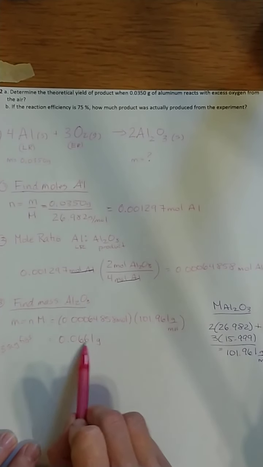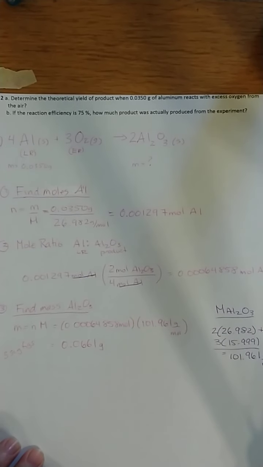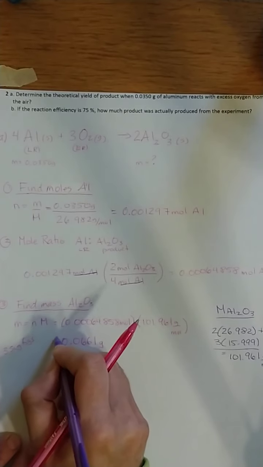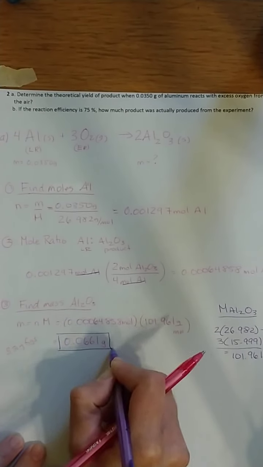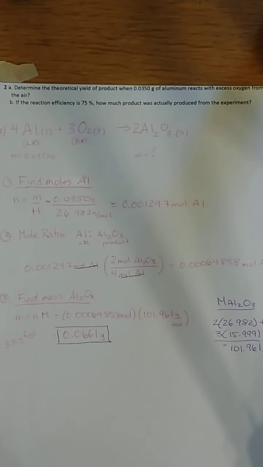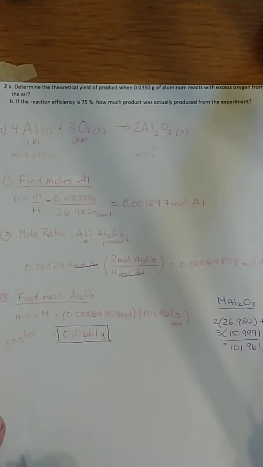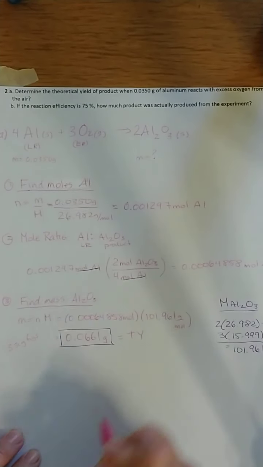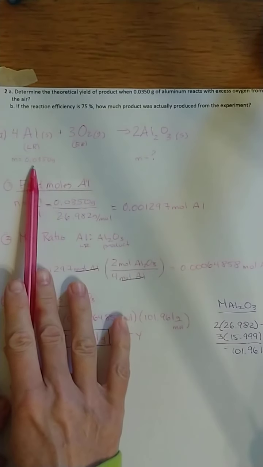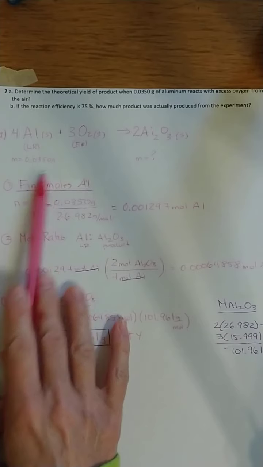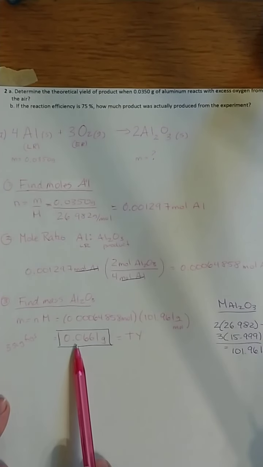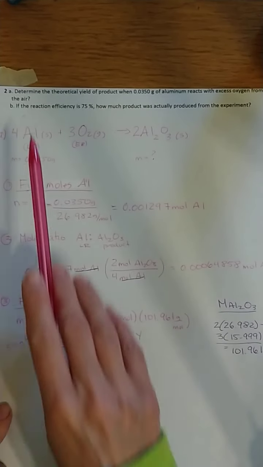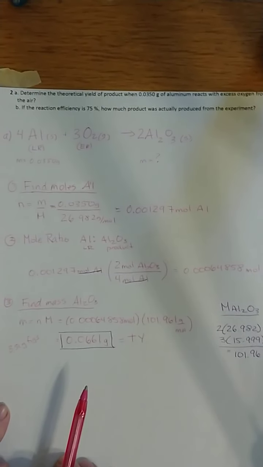So we have exactly 3 sig figs here. So our answer is good the way it is. So we can leave it like that. Okay, so that's our answer there. And now what we want to do is go to part B. So remember, this is our theoretical yield. So in theory, if we were to react 0.035 grams of aluminum, we should produce exactly 0.0661 grams of aluminum oxide. So now it says we have a 75% efficiency.